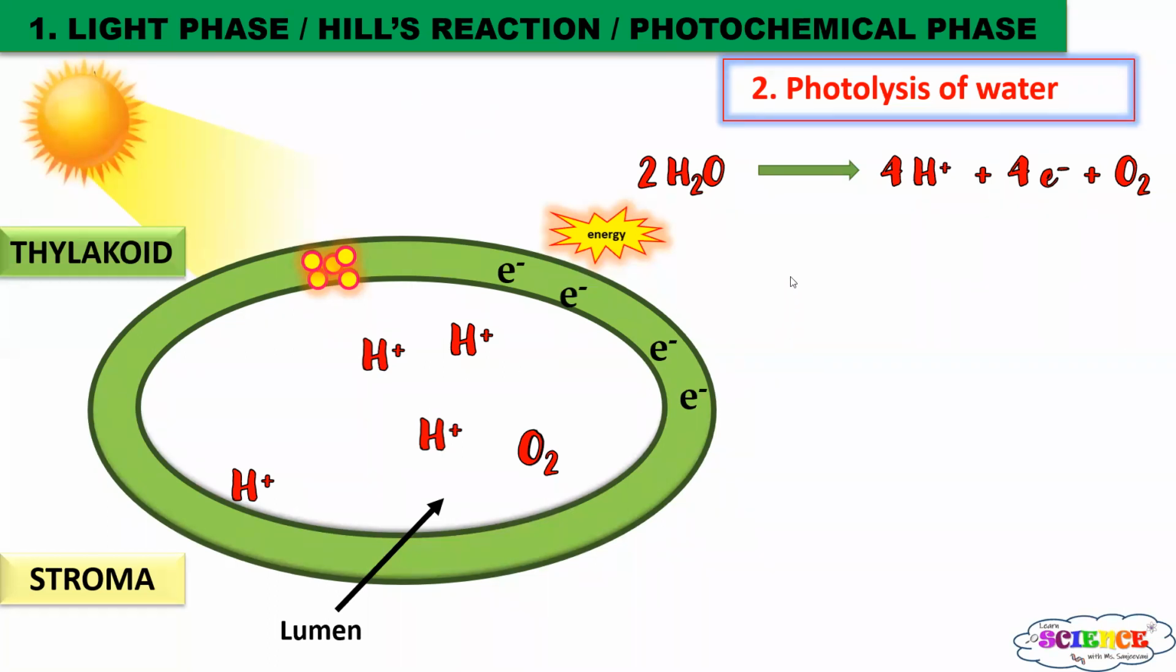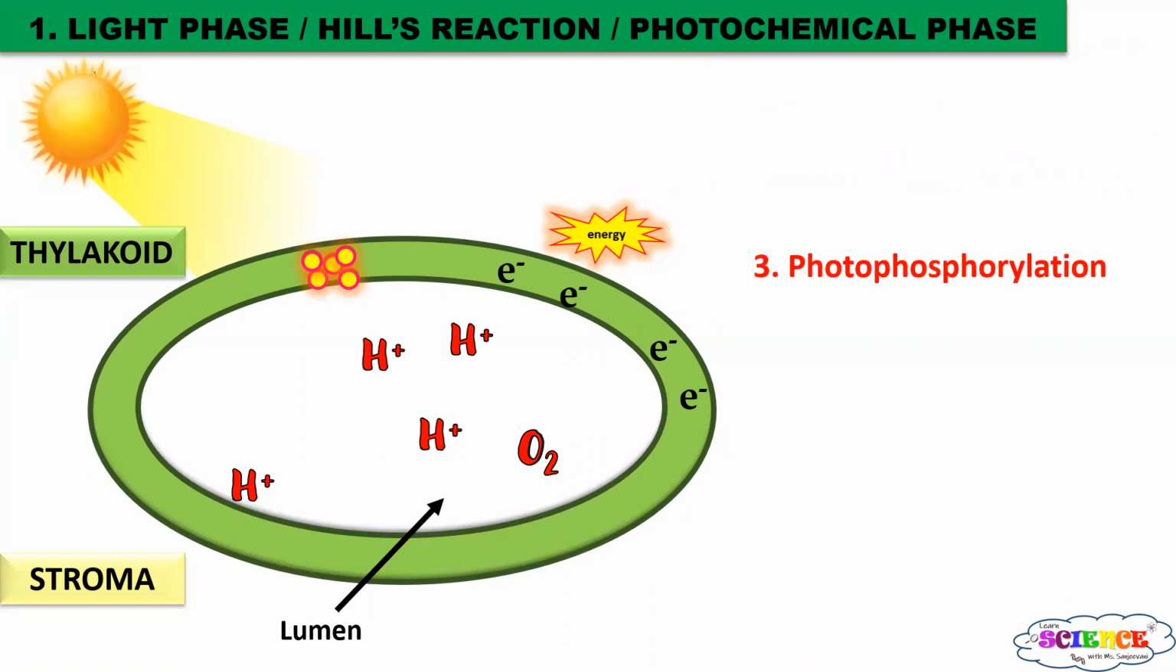This step is called photolysis of water. Photo means light and lysis means breakdown. So photolysis of water simply means breakdown of water with the help of light energy. The light energy which was absorbed by chlorophyll is the reason this water splits. This reaction was first discovered by Robert Hill, and so it is called Hill's reaction.